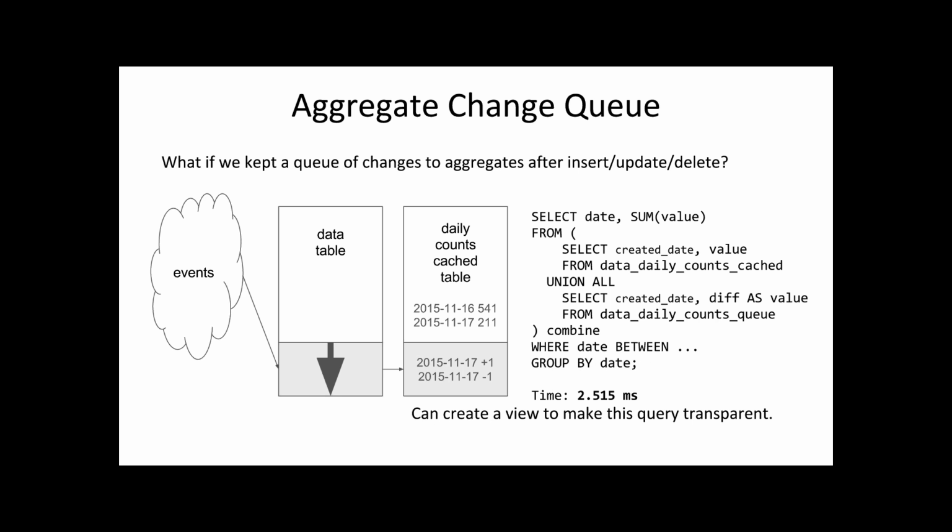Having these two tables now, one cache table and one queue table, we need to somehow combine those results. So the query that the dashboard will run will look something like this, where we take a union of those two tables and then sum all the values. So we sum, let's say, 211 with +1, -1, and whatever else is in the queue, and group again by date. And of course, to make this nice and transparent, you can create a view, an actual view, and not a materialized view, where the cache part is just going to be static and the queue is going to be growing.